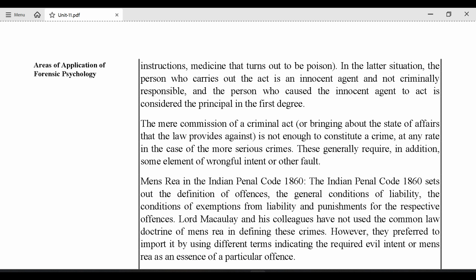Mens rea in the Indian Penal Code 1860. The Indian Penal Code 1860 sets out the definition of offences, the general conditions of liability, the conditions of exemptions from liability and punishments for the respective offences. Lord Macaulay and his colleagues have not used the common law doctrine of mens rea in defining these crimes. However, they preferred to import it by using different terms indicating the required evil intent or mens rea as an essence of a particular offence.